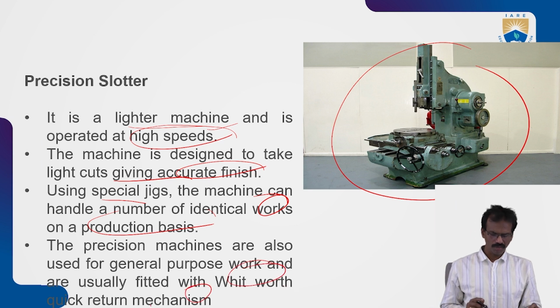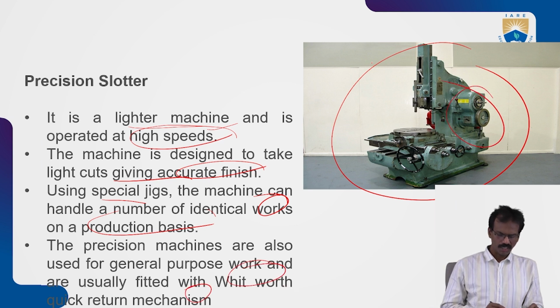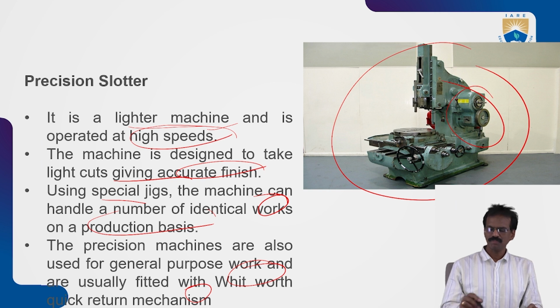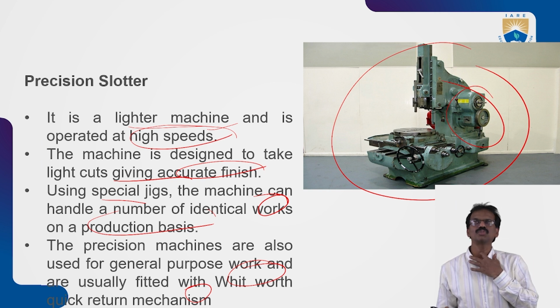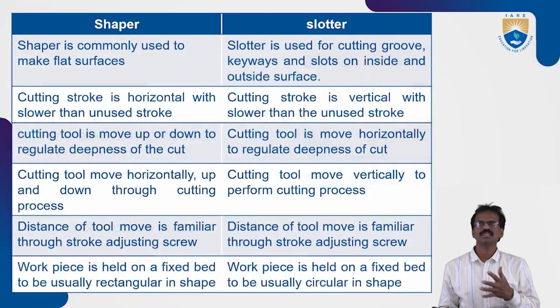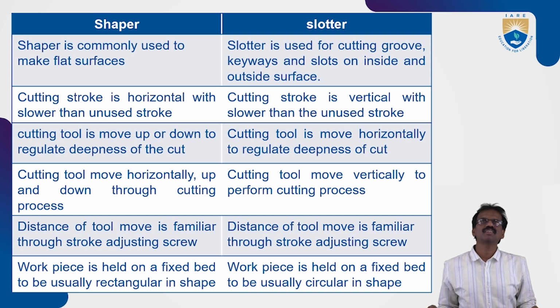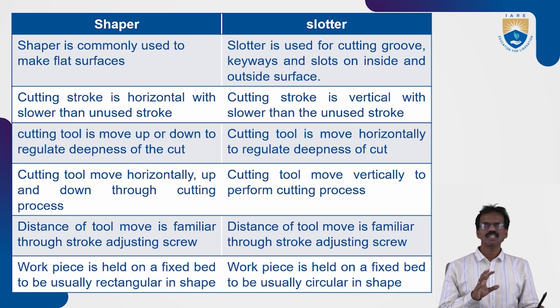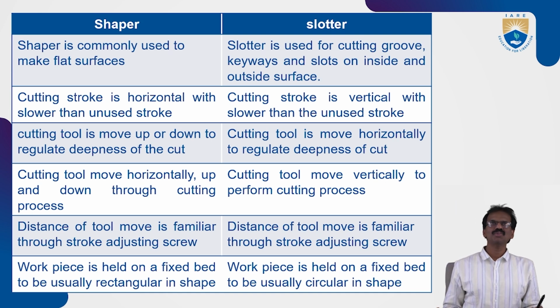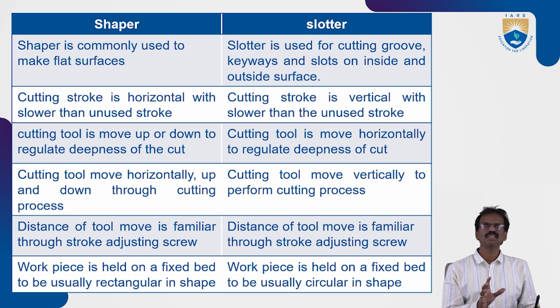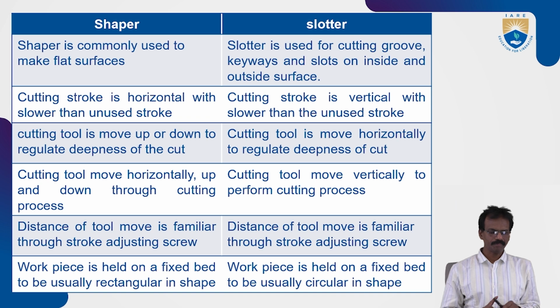So the precision machines are also used for general purpose work, and are usually fitted with the Whitworth crank mechanism. Here the Whitworth crank mechanism is used to convert rotary motion into reciprocating motion. Okay. Now we'll see the differences between the shaping machine, or shaper, and the slotting machine. Okay. Last class we already discussed the difference between the shaping machine and the planing machine. Now we'll see the difference between the shaping machine and the slotting machine, or shaper and slotter. Okay.